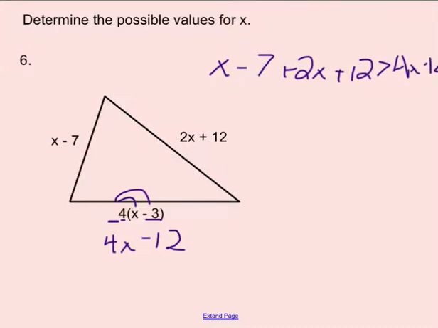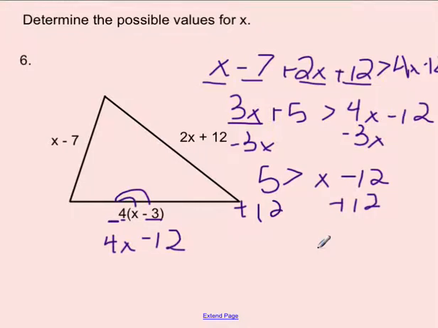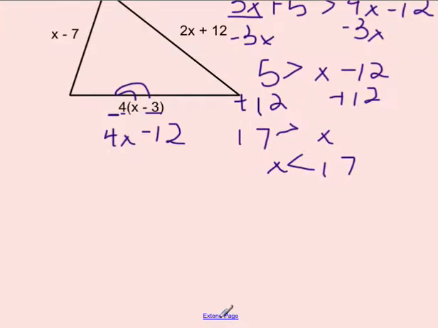Okay, so now we need to combine our like terms. X plus 2x is 3x. Negative 7 plus 12 is 5. And that needs to be greater than 4x minus 12. So now we need to get our x's on the same side. Well, I see that this is a positive 3x, so I'm going to subtract 3x from both sides. And then I have 5 is greater than x minus 12. So then I'm going to add 12 to both sides. And I get that x is less than 17. So I'm going to write that this way. X is less than 17. So let's take a look at our next one.